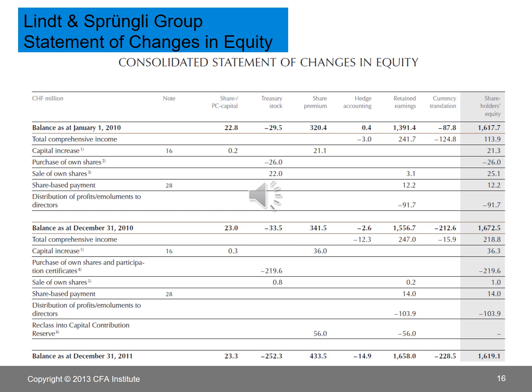Okay, you notice the first column showing the amount of shares and participation certificate capital that is paid in capital of 23.3 million at the end of 2011. And the far right column displays the total, which is basically 1,619.1 million at the end of 2011. Other items are summarized on the balance sheet as well. Okay.